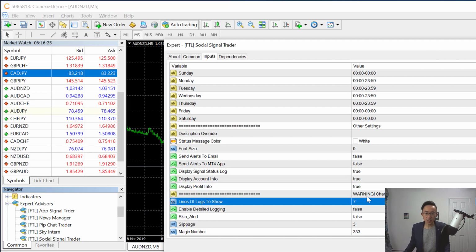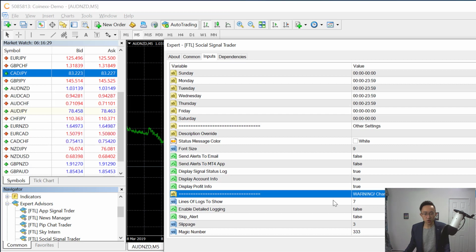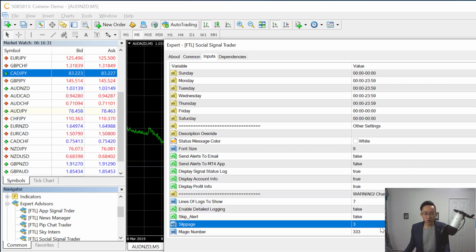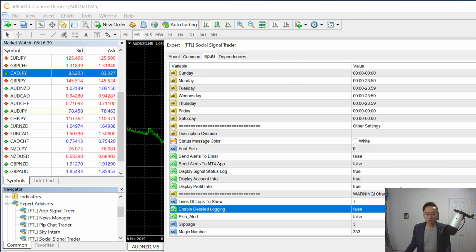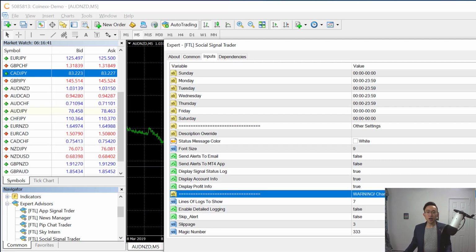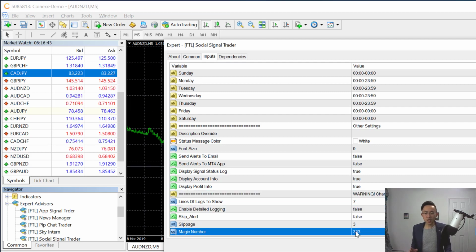And the rest I will keep the same. Again, this is a warning: don't change it unless you know what's going on here. This is usually for me to help you figure out what's wrong with your software if it's not taking signals. So I would suggest not touching it. But the only thing you can actually touch is the magic number.